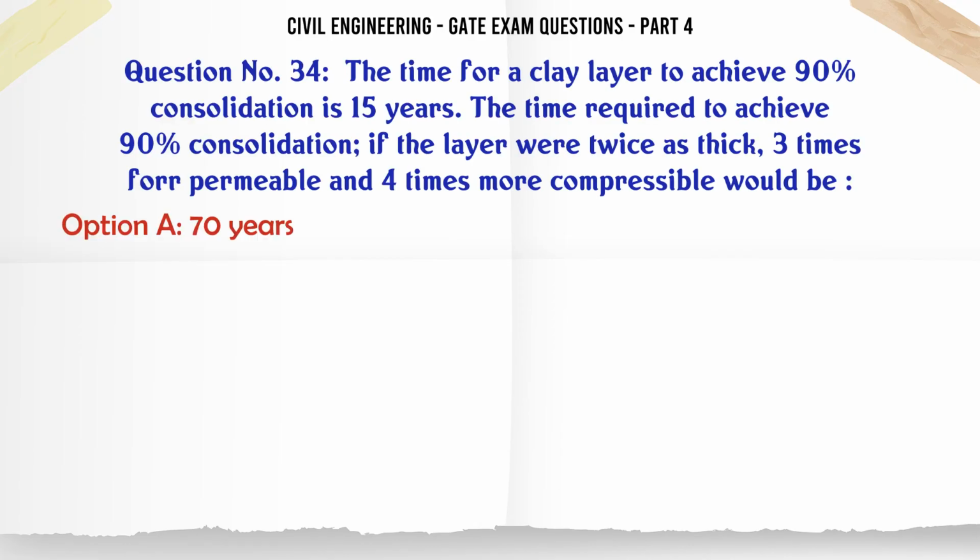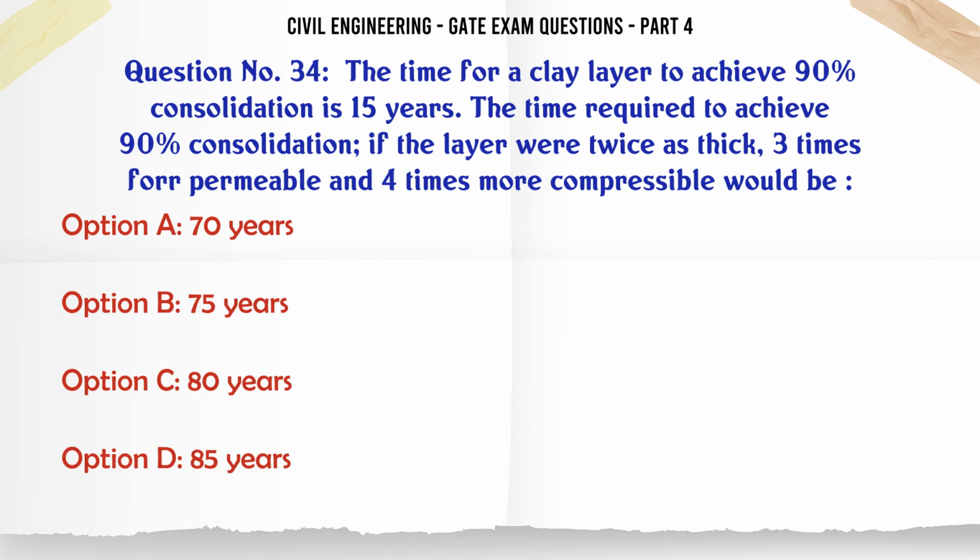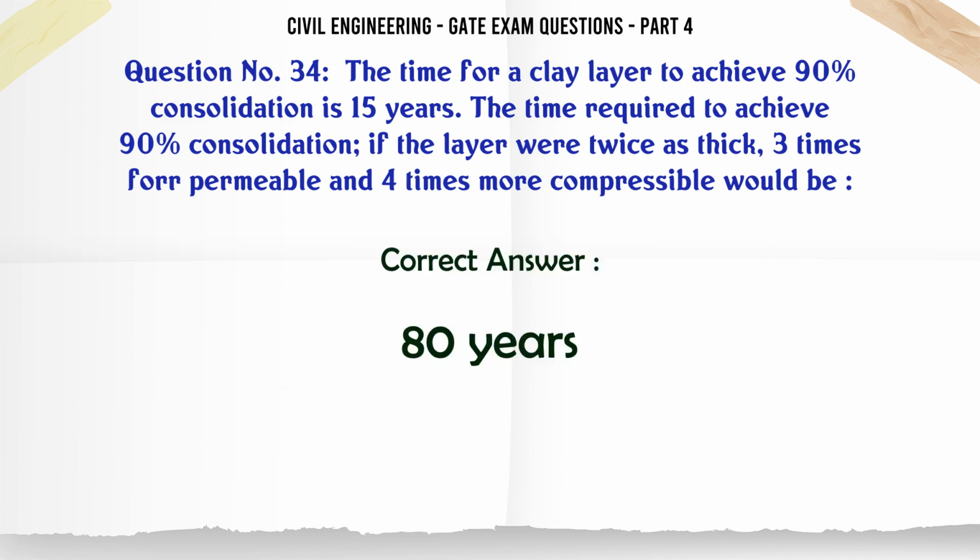The time for a clay layer to achieve 90% consolidation is 15 years. The time required to achieve 90% consolidation if the layer were twice as thick, 3 times as permeable and 4 times more compressible would be: A. 70 years, B. 75 years, C. 80 years, D. 85 years. The correct answer is 80 years.